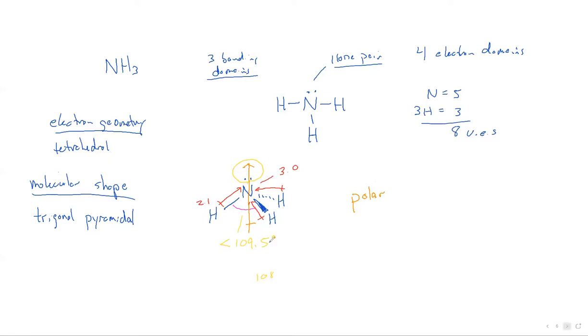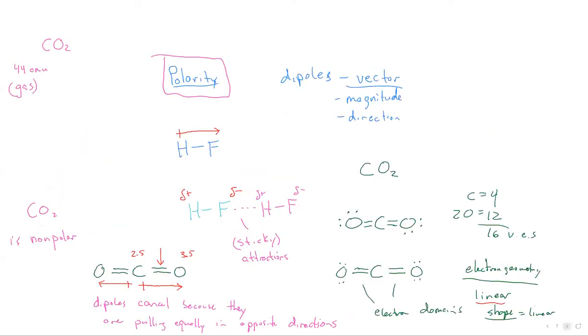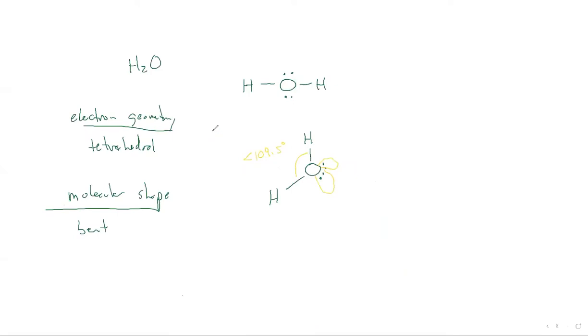Let's go to H2O. So we're checking out H2O, the shape of water. I guess we can extend this movie here. So oxygen is a lot more electronegative than hydrogen. Hydrogen is 2.1. Oxygen is 3.5.